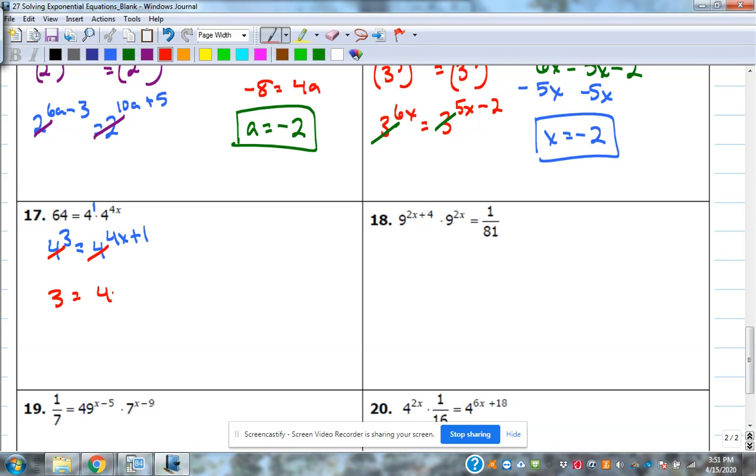3 is equal to 4x plus 1. So we're going to subtract 1, divide by 4. X is 1/2 in this case.